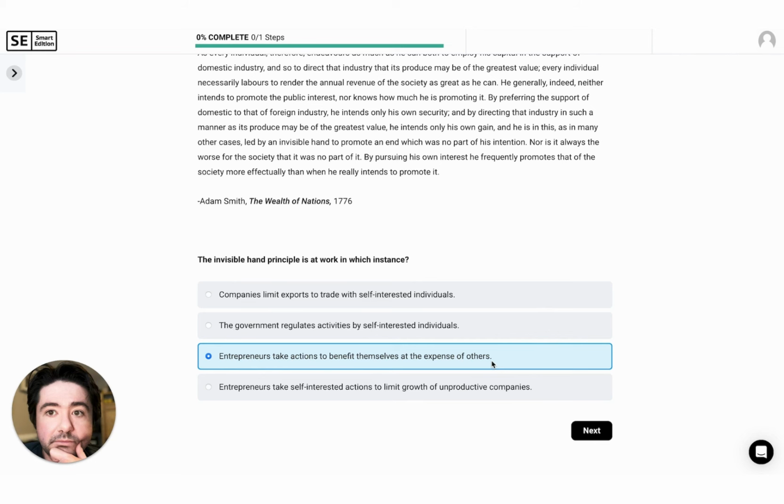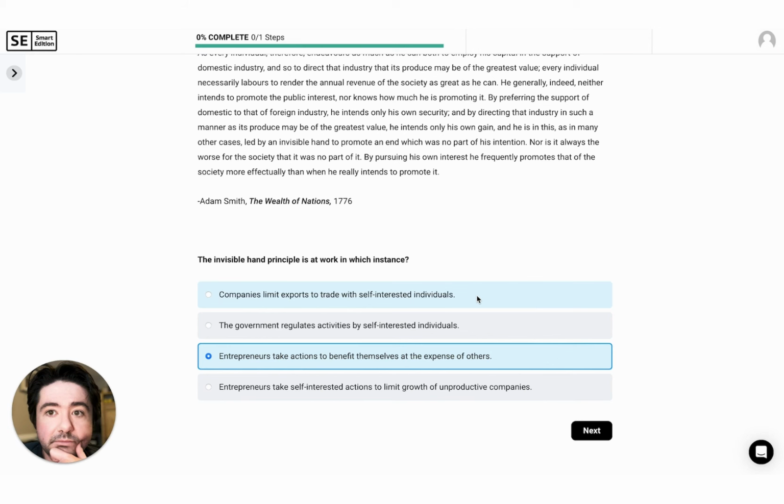If you've been paying attention so far on our previous question, we know that self-interest does play a large role in Smith's view of economics, which is capitalism. Now, in capitalism, the government's not going to regulate you, because that's not the role of government in Smith's view. Companies do not limit trade with other people because they're self-interested. Well, Smith's saying everyone's self-interested, so limiting exports to self-interested people would just hurt the economy.